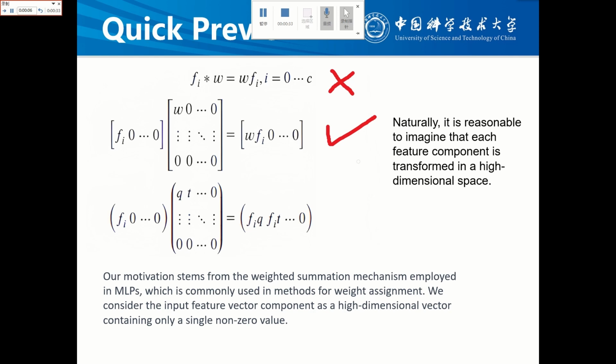Our motivation stems from the weighted summation mechanism employed in MLPs, which is commonly used in methods for weight assignment. We consider the input feature vector component as a high-dimensional vector containing only a single non-zero value. Naturally, it is reasonable to imagine that each feature component is transformed in a high-dimensional space.